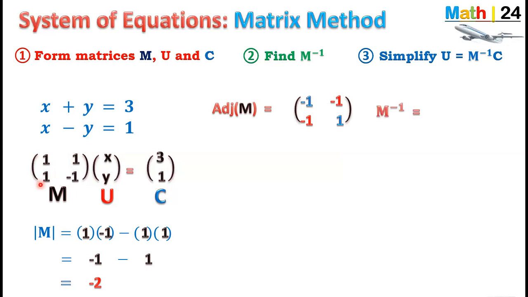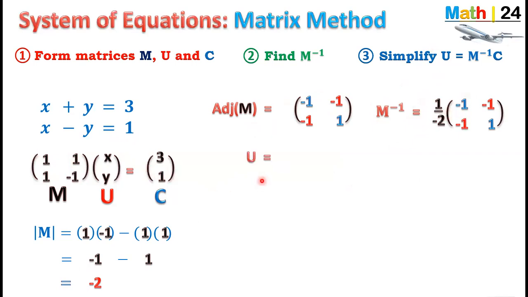So our inverse matrix is given by 1 over the determinant, our determinant is minus 2, times the adjugate. Can you see? So 1 over this determinant that we have times the adjugate. That's our inverse matrix. We are now in step 2. Step 3 now, we just have to take this answer and multiply by C.